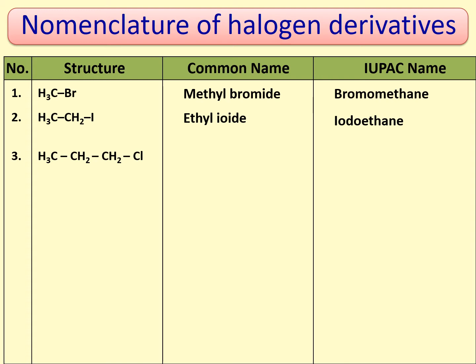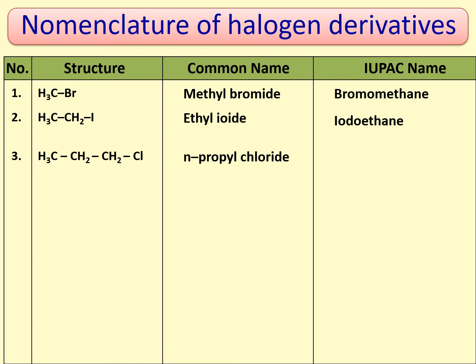Now in this compound there are 3 carbon atoms. So the alkyl group is propyl group. But there are 2 types of propyl groups, n-propyl group and isopropyl group. Now this group is a straight chain group and the functional group is on the terminal carbon atom. So this propyl group is prefixed as n. So the common name is n-propyl chloride.